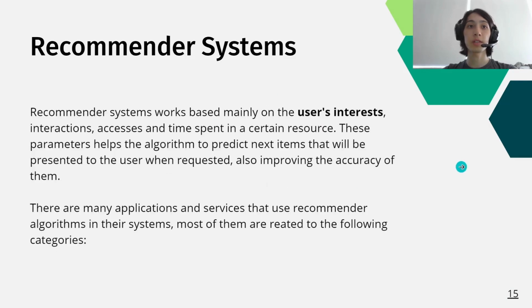This type of system hinges on user information such as interests, interactions, access, and time spent on a particular website to generate predictions about possible features that align with a specific user's interest profile. The more information the system has, the more accurate the recommendations will be. With this in mind, many websites, platforms, and applications adopt these systems to always offer their users what interests them.